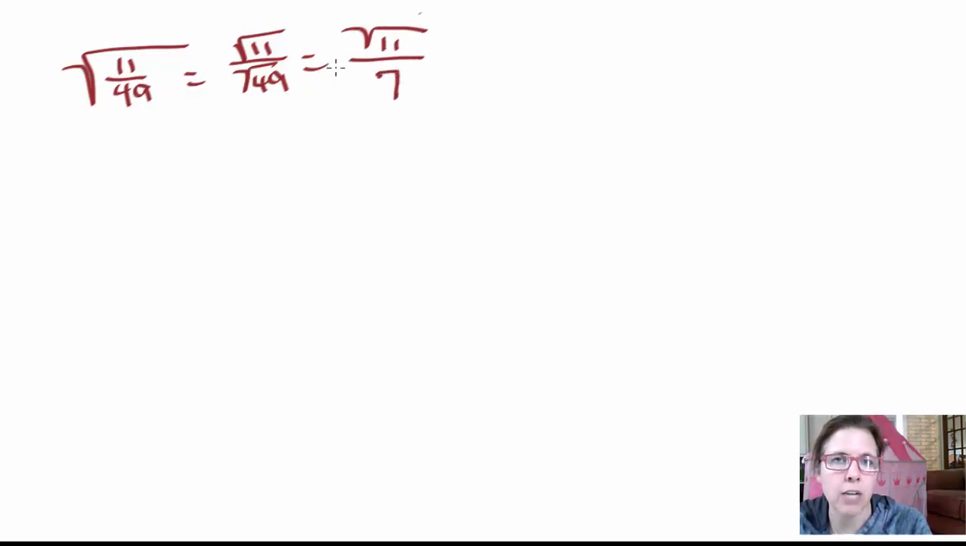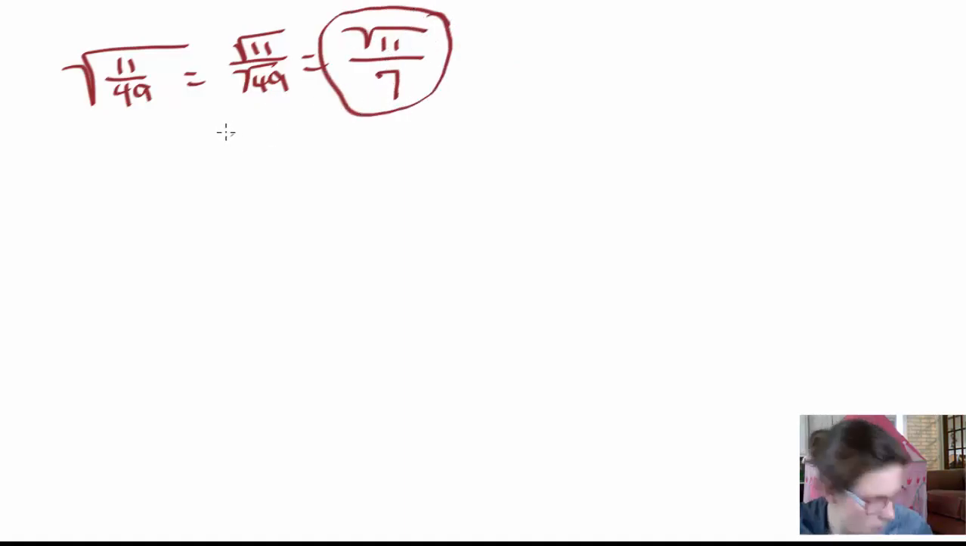So this, you would leave your answer like this. This is your answer. It's okay to have that radical in the numerator. It's not okay in the denominator, which we'll get to in a minute. But it's okay in the numerator.